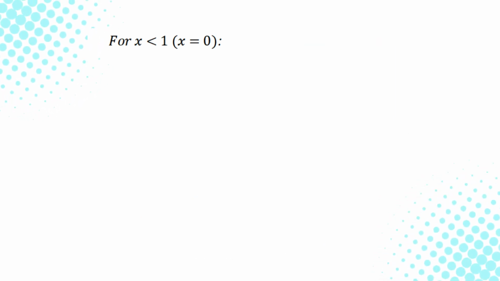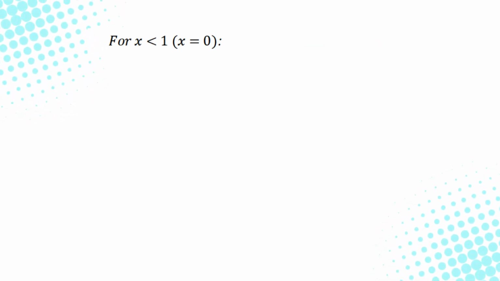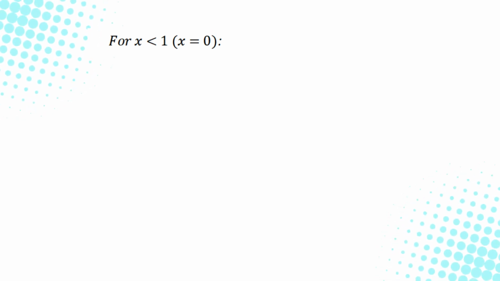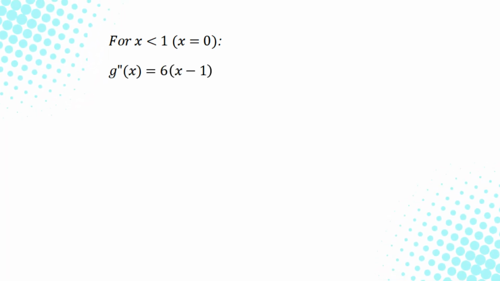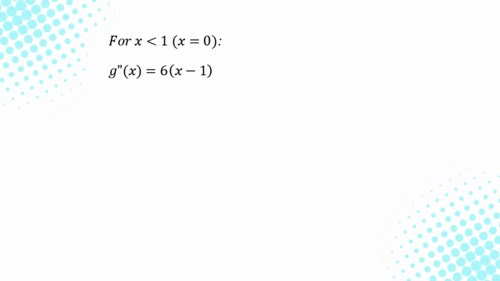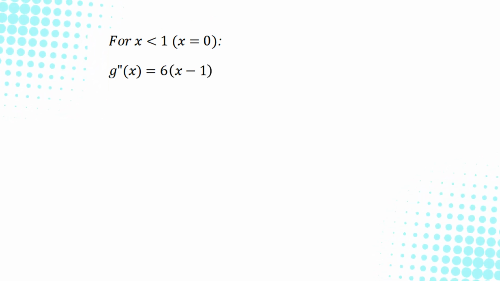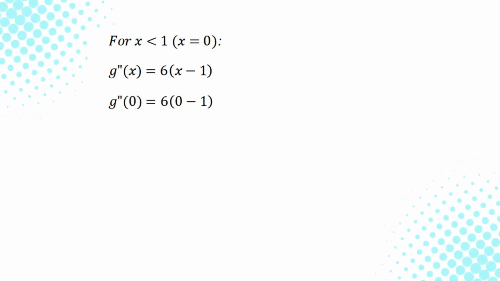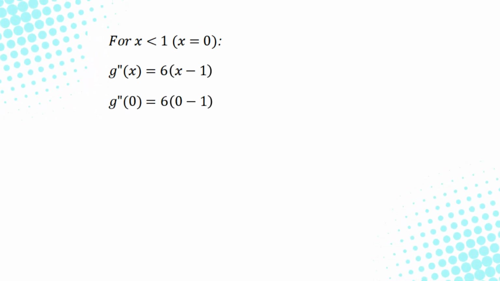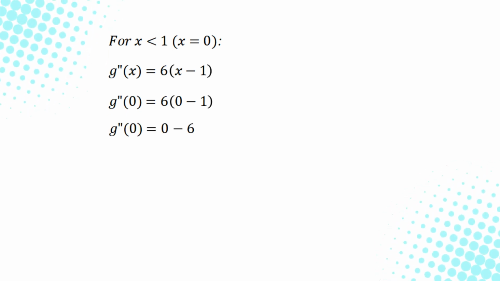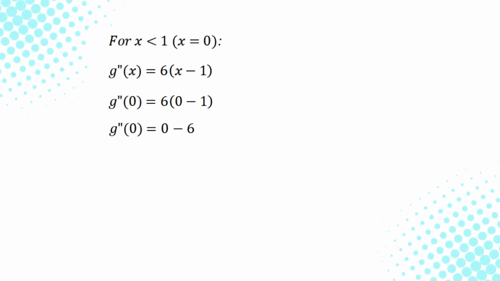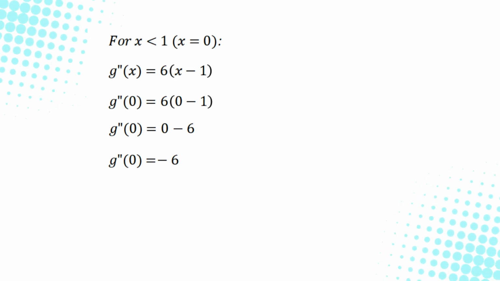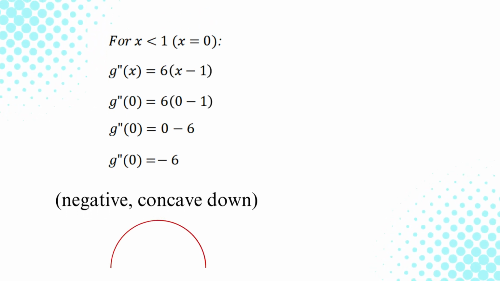For x less than 1, let us say x equals 0, g double prime of x equals 6 times the quantity of x minus 1. g double prime of 0 equals 6 times the quantity of 0 minus 1, and that is negative 6, which is negative, and it is concave down.